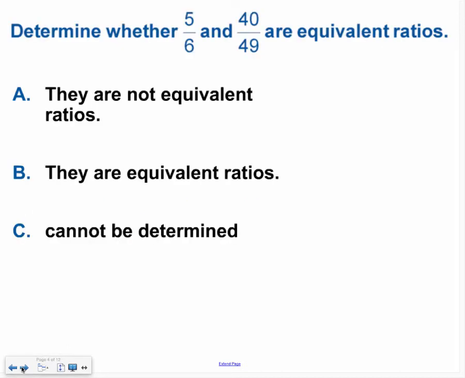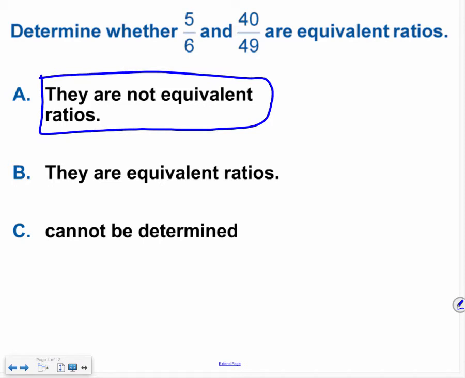Go ahead and try this one on your own, see how you do. Hopefully for this first one you said they are not equivalent ratios.